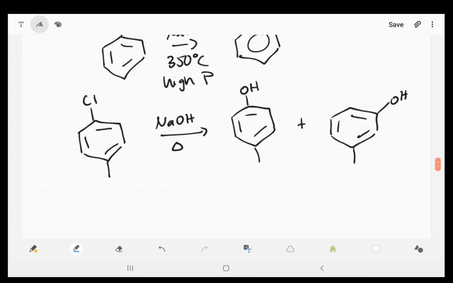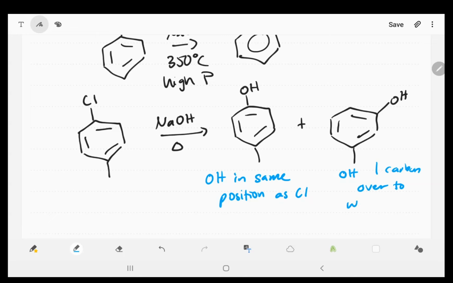So this one's in the same position as the chlorine was, right? But here we have the OH one spot over. And so we have some interesting things happening. So let's look at the mechanism. Let's see why this is happening.